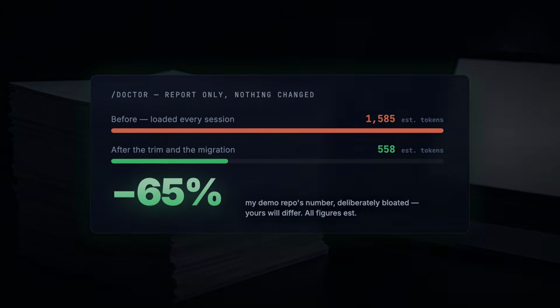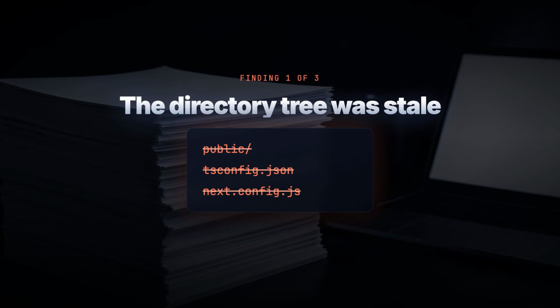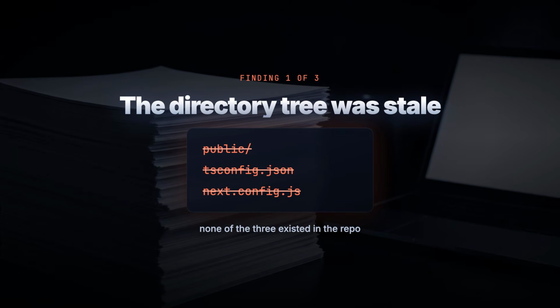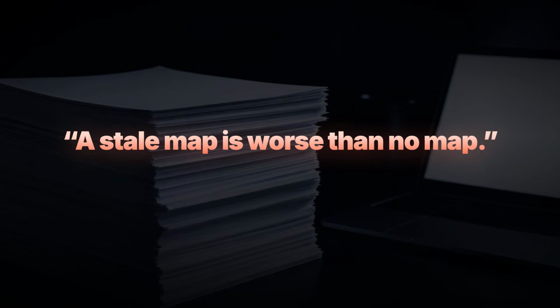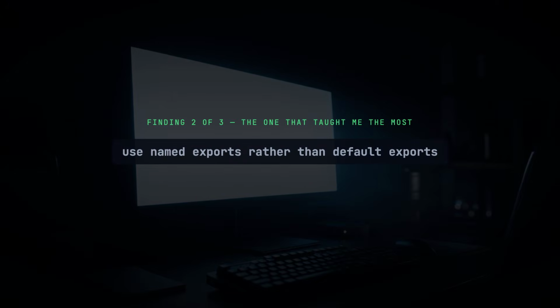Three things it did are. First, it flagged my directory tree as stale. The tree in my file listed a public folder, a tsconfig, and a next config, and none of the three existed in the repo. I hadn't done that on purpose. I'd just written the tree the way you'd expect a project to look. Its line was, "A stale map is worse than no map." And that's the quiet argument against documenting your structure by hand. A handwritten tree starts rotting the moment you write it. ls never does.